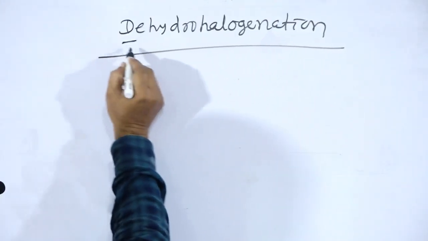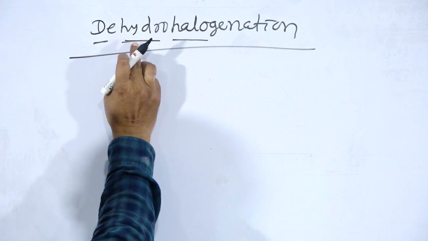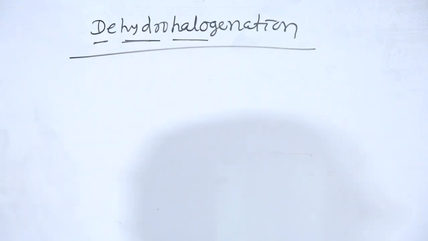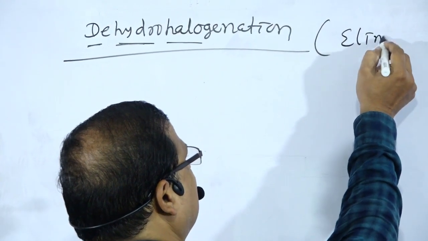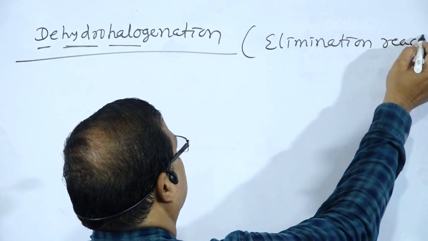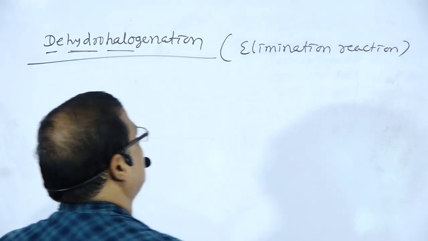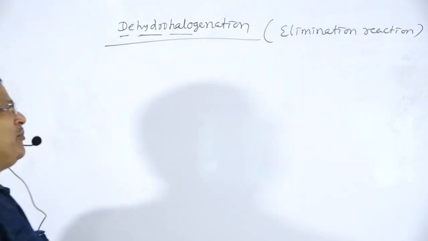Dehydrohalogenation: D means removal of hydrogen and halogen. Removal of hydrogen and halogen, that is the dehydrohalogenation reaction, that is the elimination reaction, beta elimination.